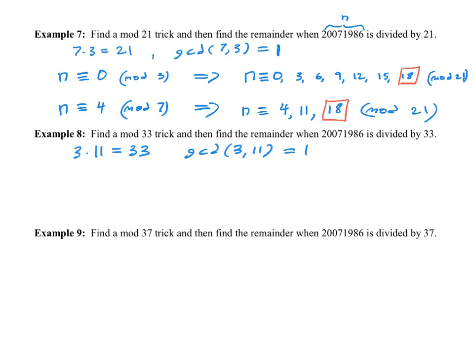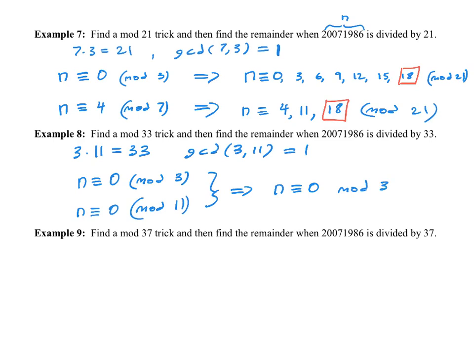So previously, we found that n in mod 3 and mod 11 are both 0. So that tells us right away that the matching number in the lists that we would write down for mod 33 is 0. The one match that we would get is 0. So we don't even really need to write out the two lists because we have the result right in front of us. n is congruent to 0 in mod 33.